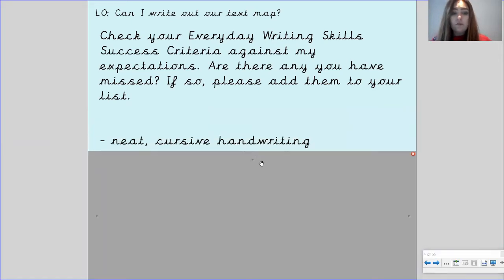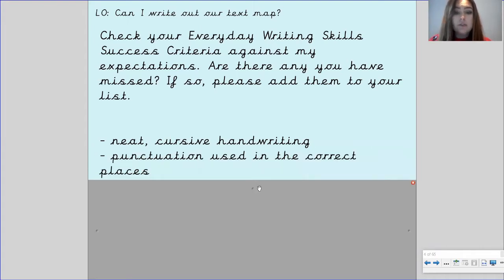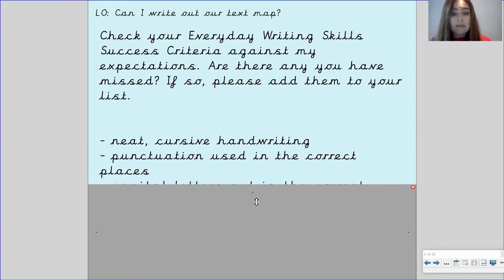Please make sure that you've got neat cursive handwriting. You are in year 3 now, which means you need to start joining up your letters. Try your very best to do it. Make sure that you are writing on that line as well. You need to make sure that your punctuation is used in the correct places. So that means you need your full stops at the end of your sentence. Now, just because you get to the end of a line doesn't always necessarily mean that's the end of your sentence. So you need to make sure that you really are putting your punctuation in the right places.